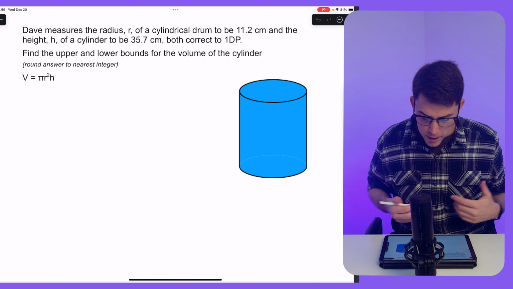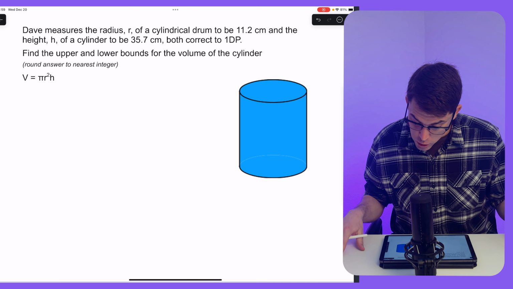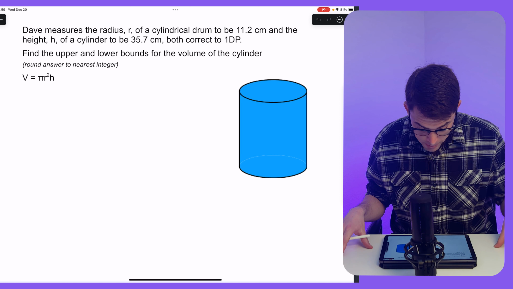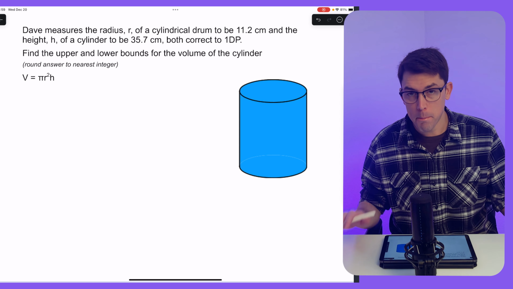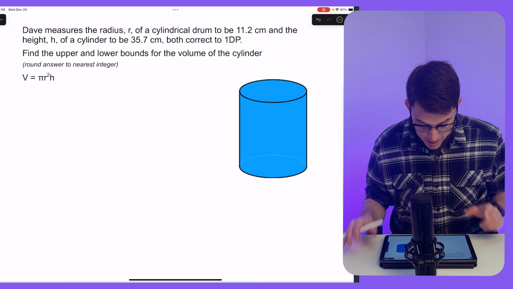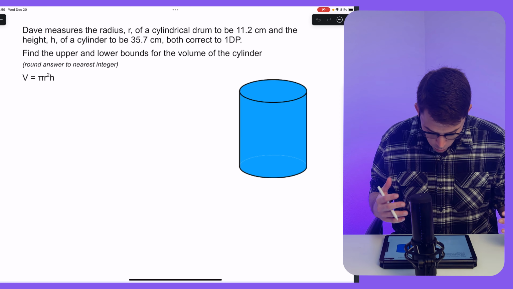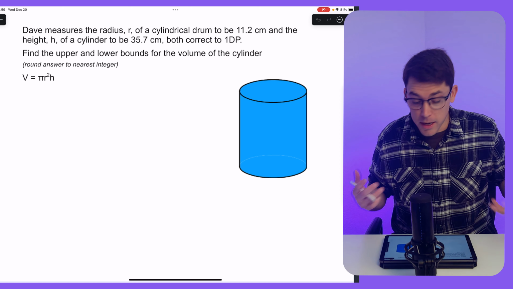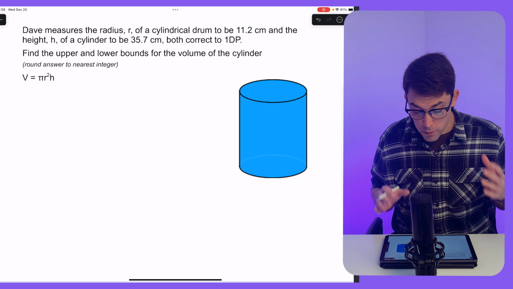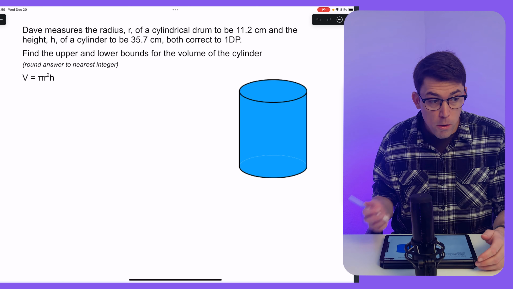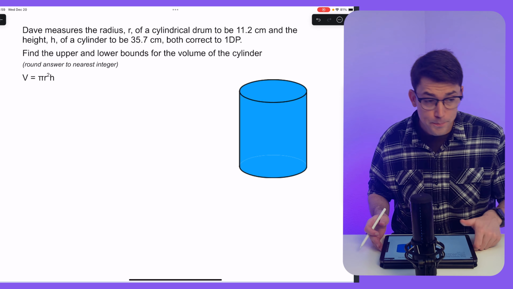All right, so let's take a look at a little bit more difficult problem where we're given that the radius of a cylindrical drum is about 11.2 centimeters and the height is measured to be 35.7 centimeters. Both of these are correct to one decimal place. What we want to do is find the upper and lower bounds of the volume of this thing, in order to see what kind of boundaries we're setting for the manufacturing and production process. Let's round this to the nearest integer. So I know that my volume is going to be pi r squared h for this. If you didn't know, now you know.